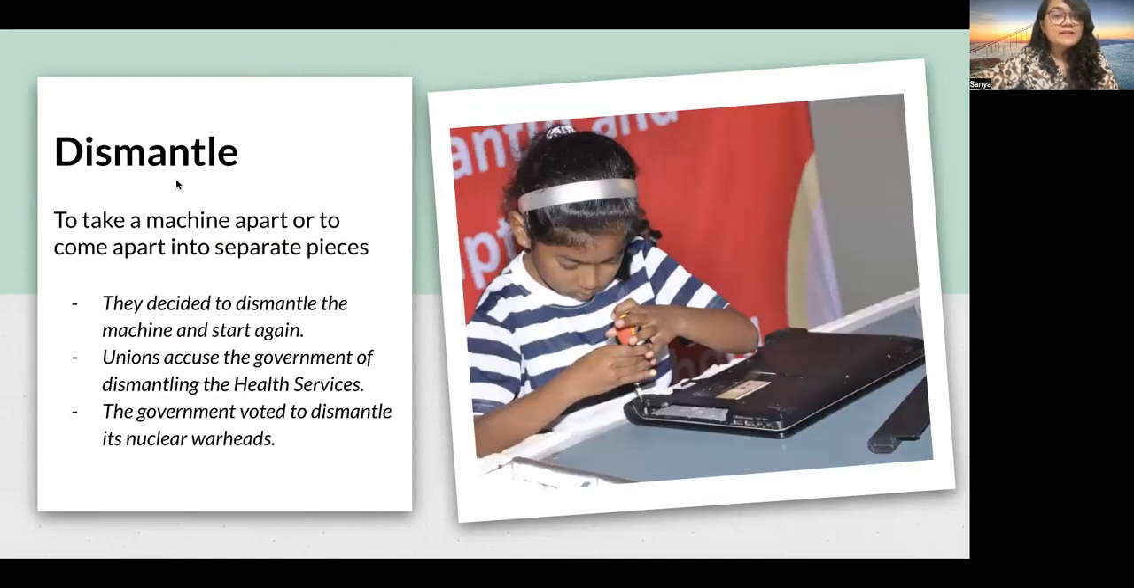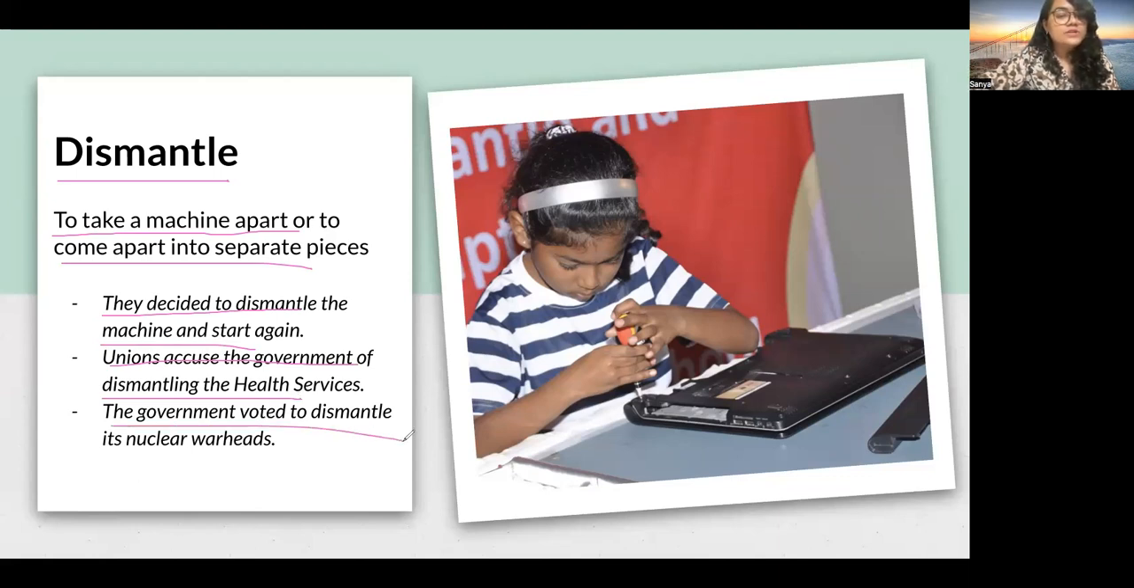Dismantle. Dismantle means to take a machine apart, right? So dismantle is to intentionally take a machine apart or to come apart into separate pieces, right? They decided to dismantle the machine and start again. That means they decided to take the machine apart into separate pieces, and start making it again. Unions accuse the government of dismantling the health services. That means unions, they blame the government for bringing apart the health services, right? That means breaking apart the health services intentionally, right?